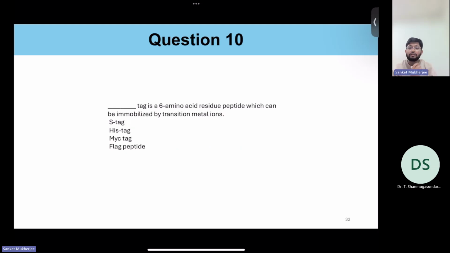Dash tag is a 6 amino acid residue peptide which can be immobilized by transition metal ions. Is it S tag, his tag, MIG tag, or flag peptide? Which tag? Yes, you're right. Histidine tag, and then the transition metal ions are like cobalt or nickel.